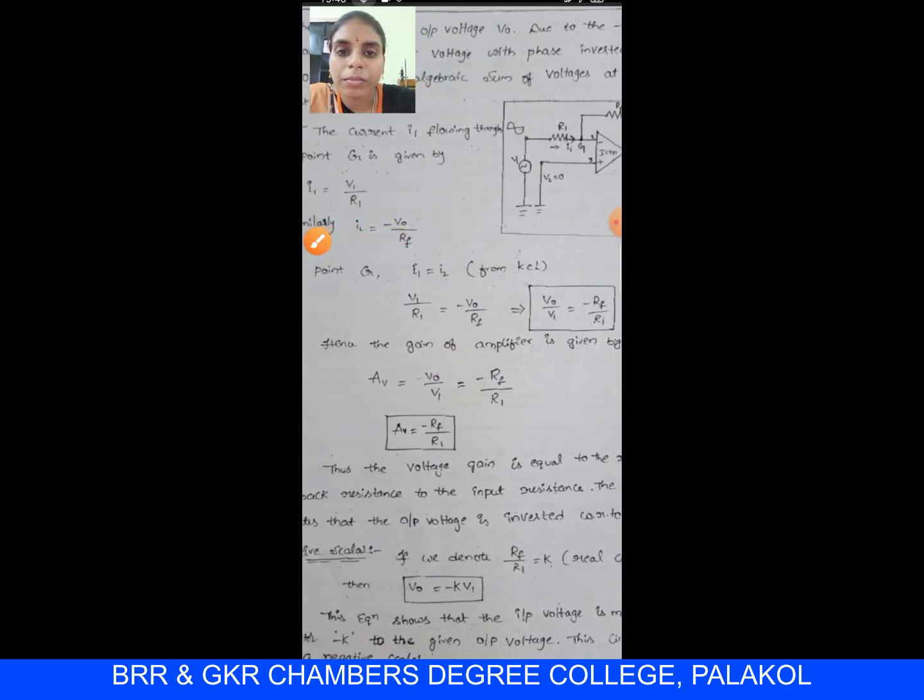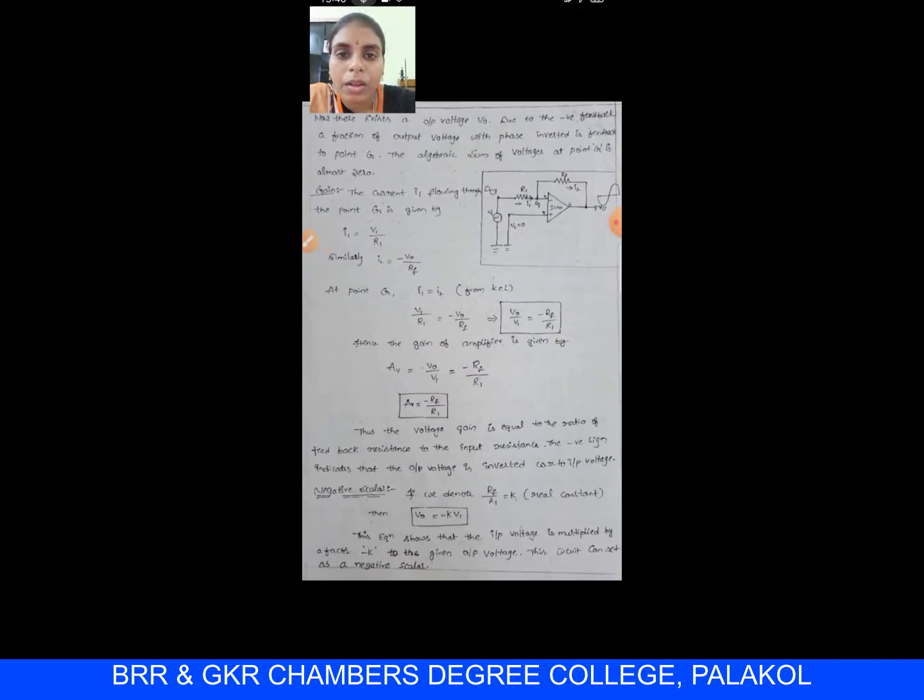Here the output voltage is represented with a letter V0. Due to negative feedback, a fraction of output voltage with the phase inverted is fed back to a point G. The algebraic sum of voltages at point G is almost 0. Why? Because the input voltage is V1 and the output voltage is produced at the output terminal in amplified form.